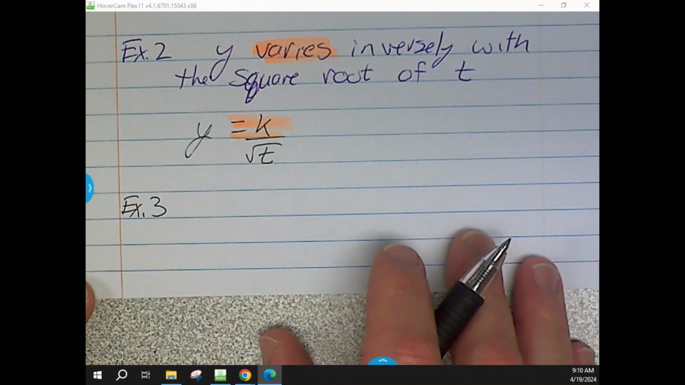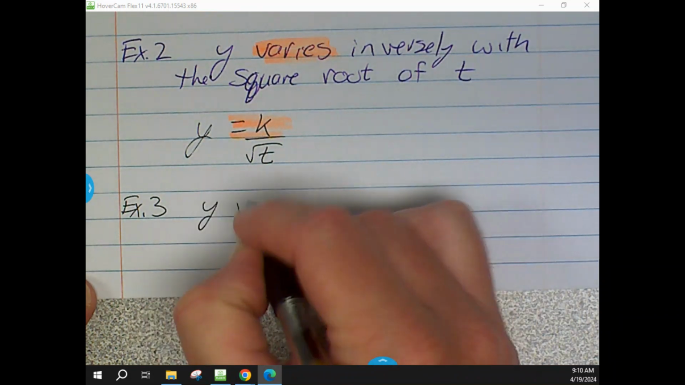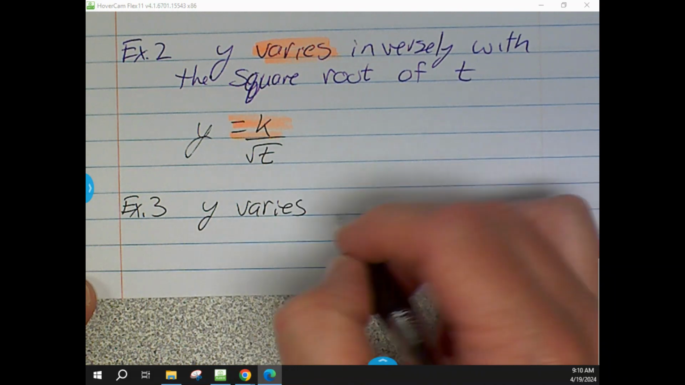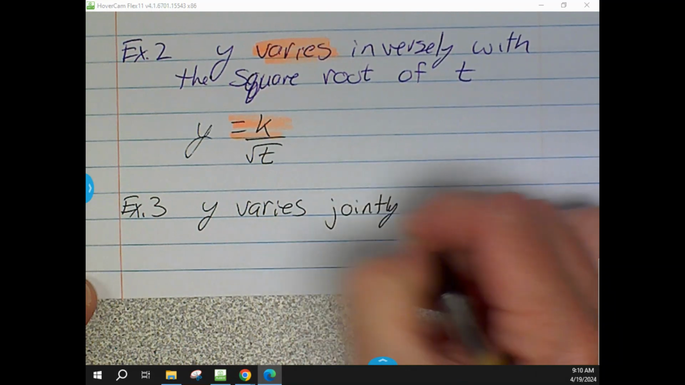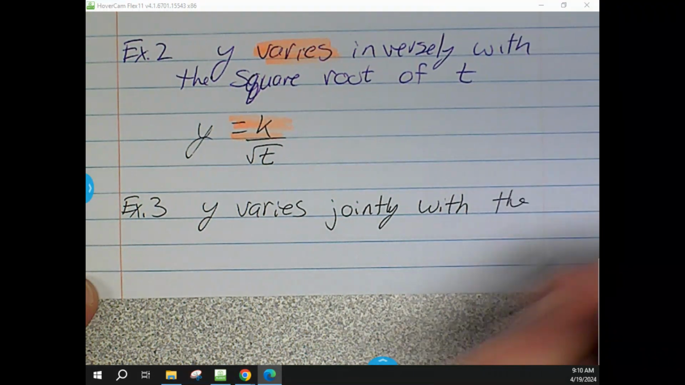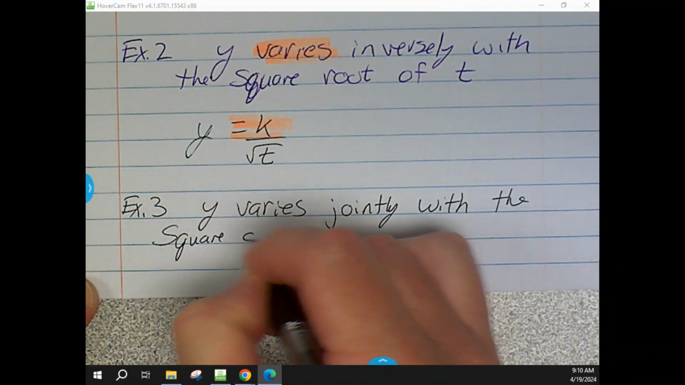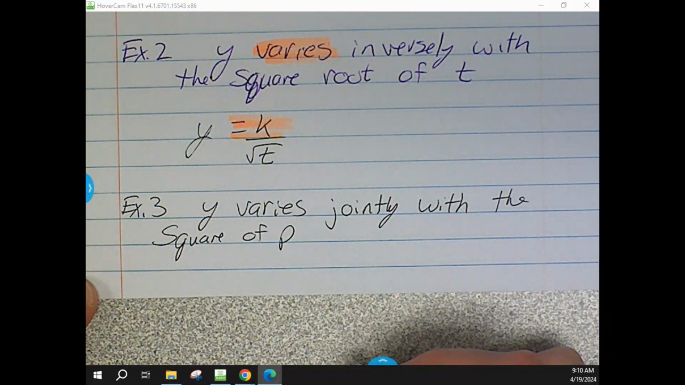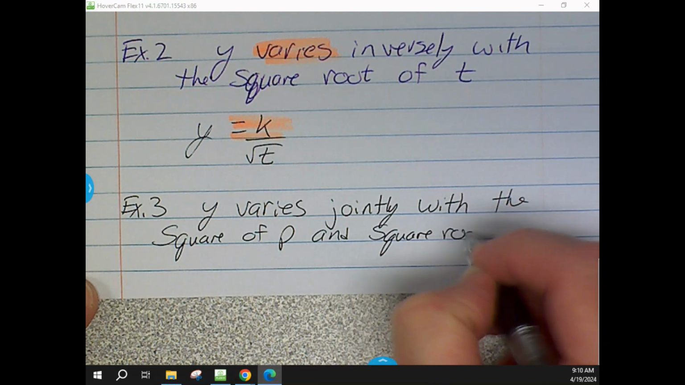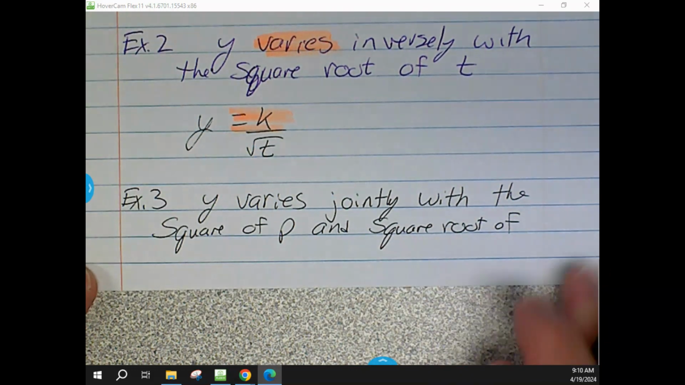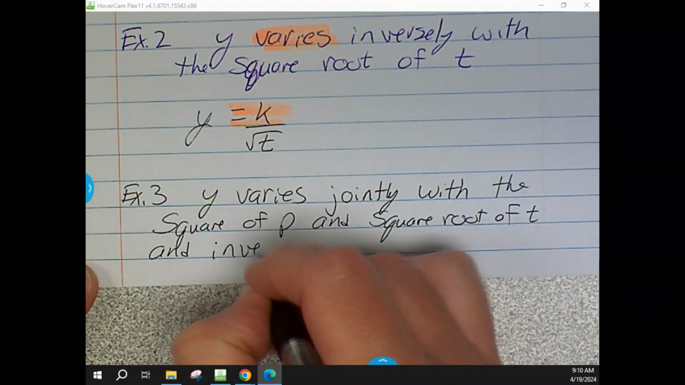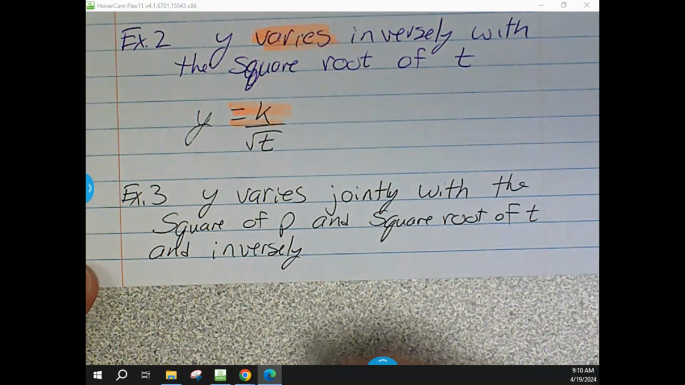Okay, and then the last problem here. Let's go: y varies jointly with the square of p and the square root of t and inversely with z.